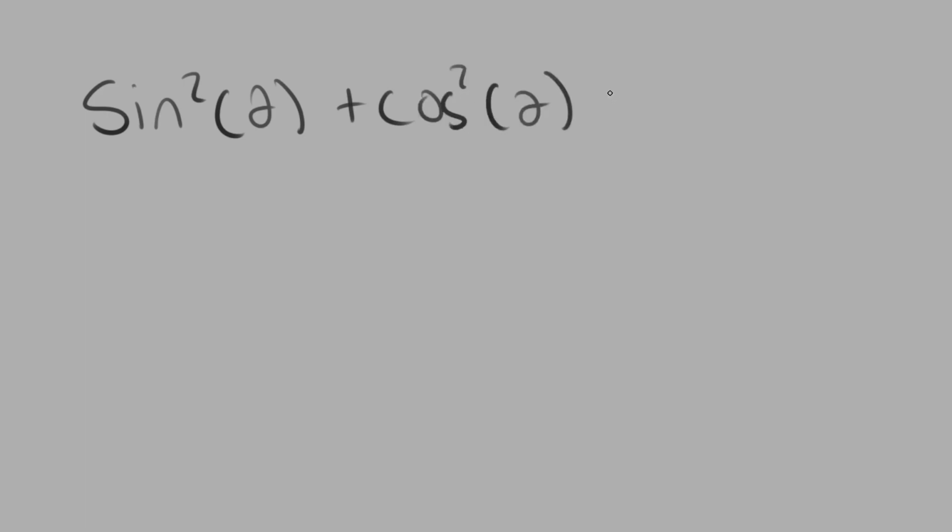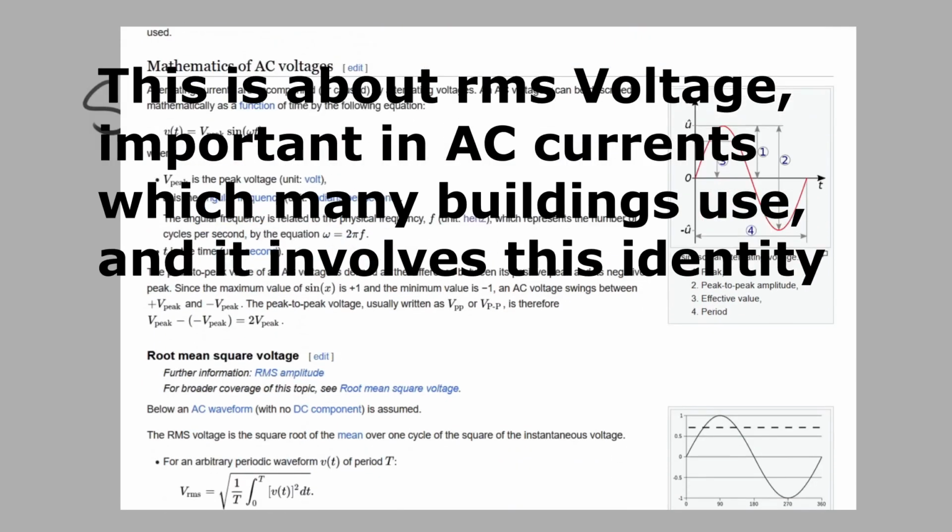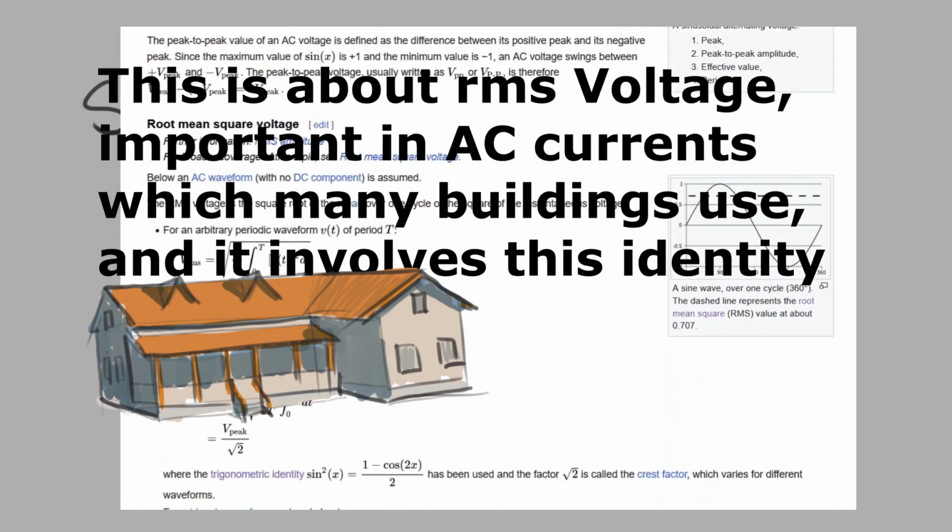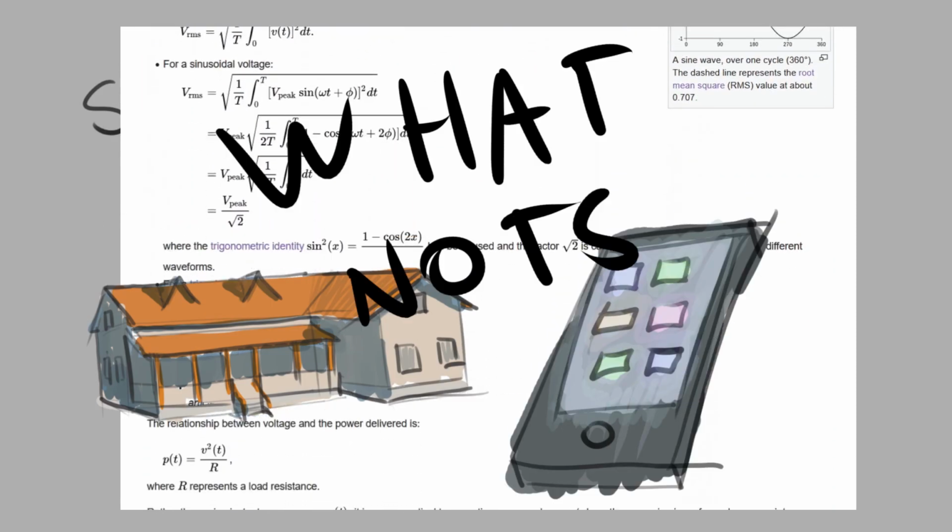Hello, and today I'm going to prove one of the most important identities in mathematics. That is the square of sine of an angle theta plus the cosine of that squared is equal to 1. Now this is a very important identity not only in mathematics but also physics and other subjects. We literally use it to power houses, phones, and devices and whatnot.